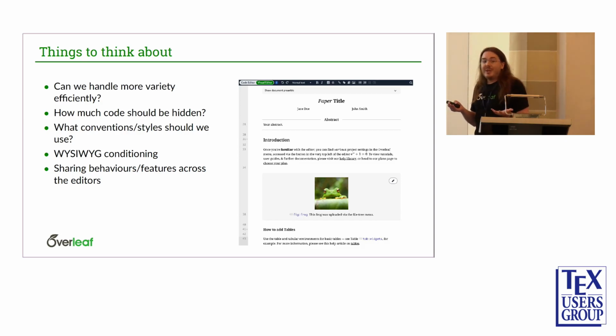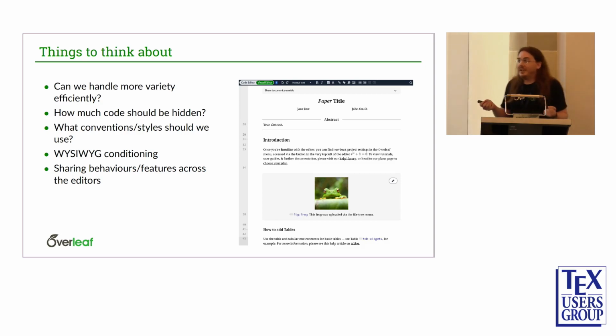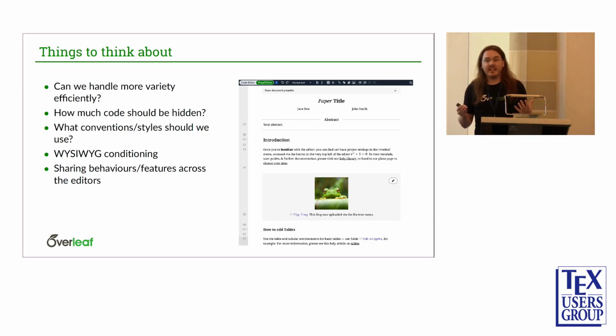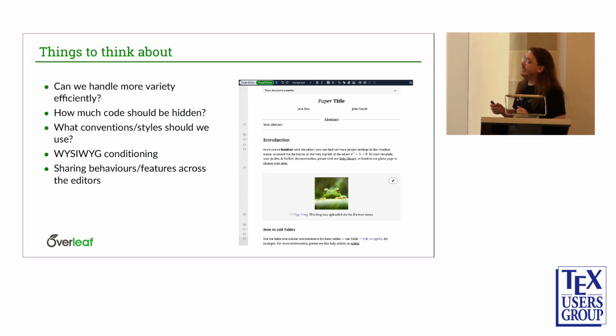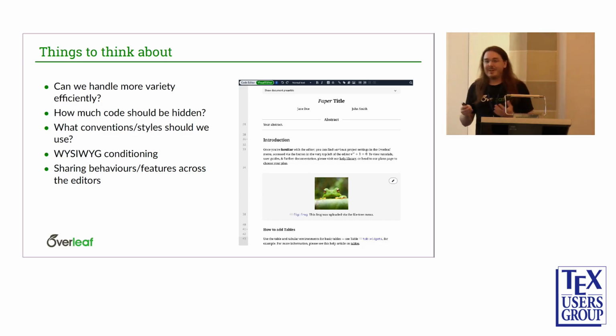How much code should we hide? That's really important. We don't want to hide everything, so you never see any LaTeX and someone coming new to Overleaf thinks, oh, I had no idea there was LaTeX underneath. That's not the point of this. We don't want to hide everything. What conventions, styles, things that we use, there are many ways of achieving the same result. If we provide a button for people to do it, which one do we pick? How do we decide between two different ways of doing the same thing?